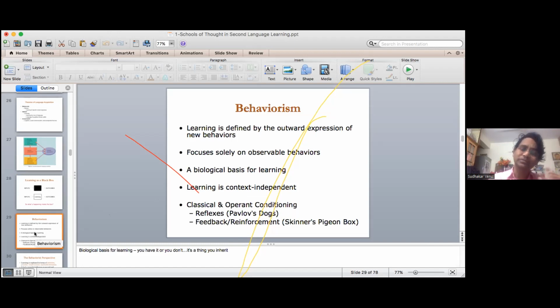Friends, we'll go back to behaviorism to a little extent. Most of you have studied classical conditioning, Pavlov's dogs experiments. I'm not going to repeat these things because that itself is a very big subject, and most of you have studied it already. And also Skinner's boxes and how he came out with operant conditioning.